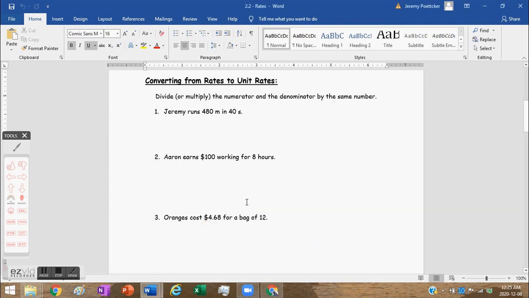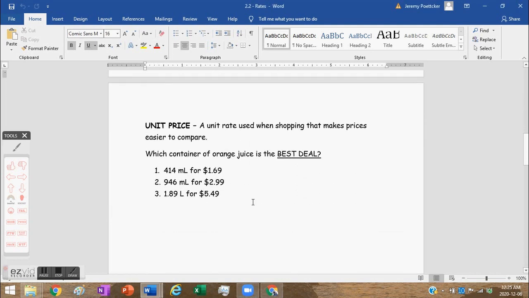Move on to some unit price. Okay, unit rate is just, unit price is just a unit rate. Often we use it when we're shopping, and it makes prices easier to compare. Right, so which container of orange juice is the best deal? And I guess this is a little bit of a subjective thing, right?